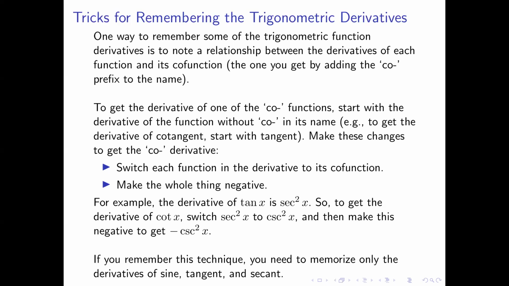So if you can remember this, then you only need to memorize derivatives of the functions that don't have co in their name: sine, tangent, and secant. And you can use this technique to get the other 3. You can also take the time to memorize all 6 of the trigonometric derivative formulas, and then you don't need to worry about remembering these kinds of tricks, although they can be useful.